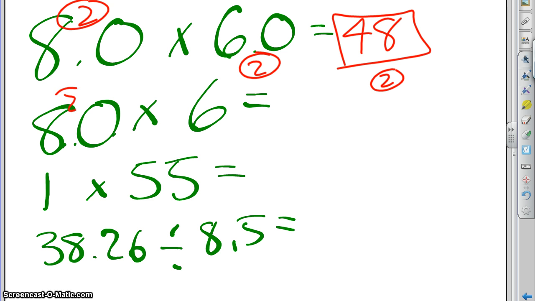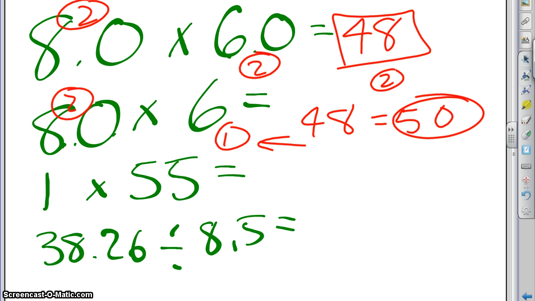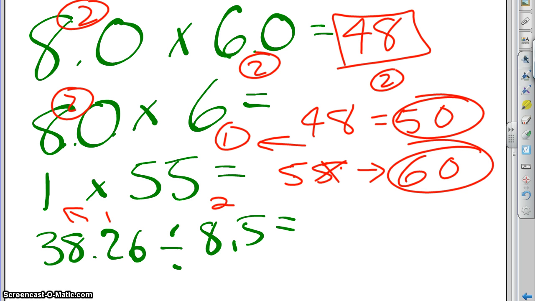What about 8.0 times 6? This has 2 significant digits. This has actually just 1 significant digit. So this time, although the answer is 48, we need to round it to 1 significant digit, which would be 50. How about 1 times 55? Well, this has 1 significant digit. This has 2. Our answer should have 1 significant digit, so how do you write 55 with 1 significant digit? Well, you round this 5 off and it goes to 0, but that goes up, so you have 60. 1 times 55 is, of course, 60.